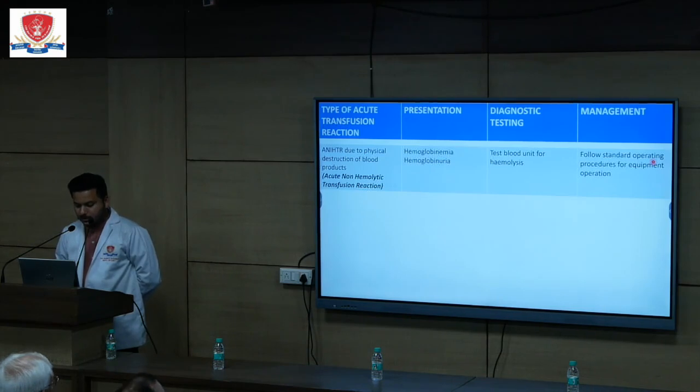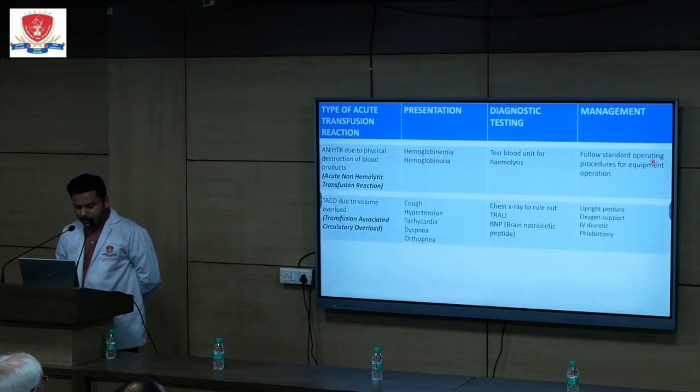Then we have the acute non-hemolytic transfusion reaction, which is due to physical fluctuation on the blood product, in which we see hemoglobinuria. Its diagnosis is testing blood units for hemolysis, and management includes following standard operating procedures for equipment operation. Then we have the TACO, transfusion-associated circulatory overload, in which we see cough, hypertension, tachycardia, dyspnea, and orthopnea.